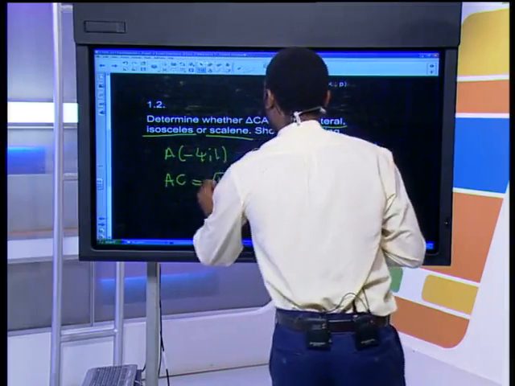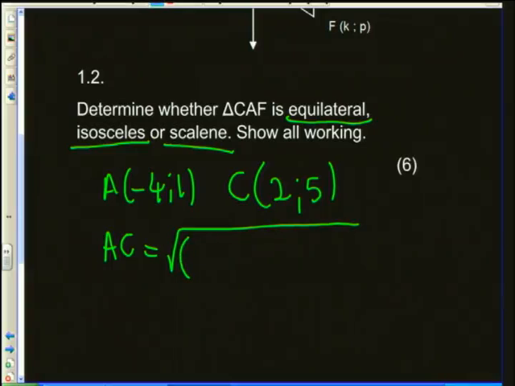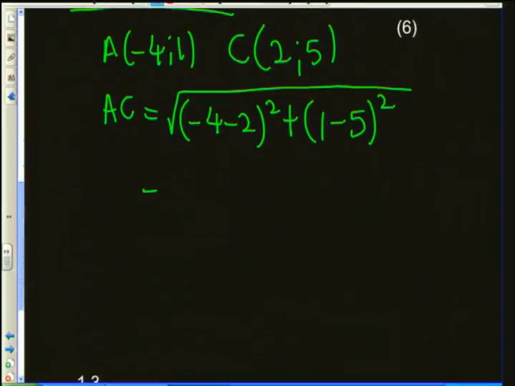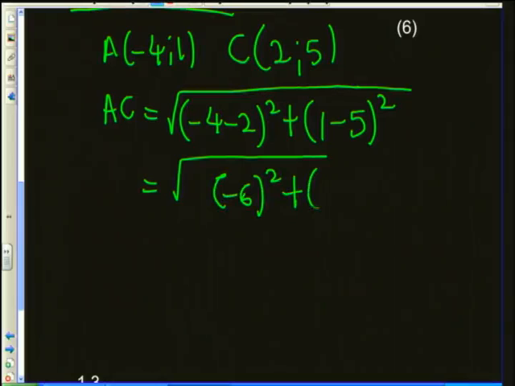Right, so it's a change in the x values. So that means -4 minus 2 all squared plus the change in the y value. So that's 1 minus 5 all squared. Okay, so now it's just a matter of simplifying that. So that's going to be -6 squared plus -4 all squared, and it's all under the root sign.